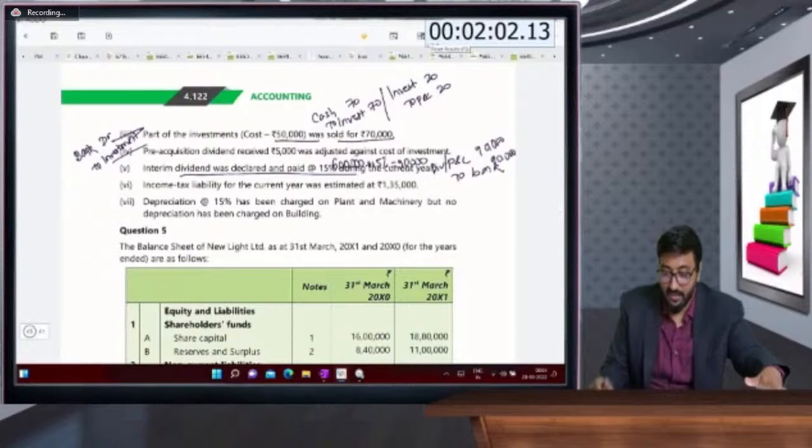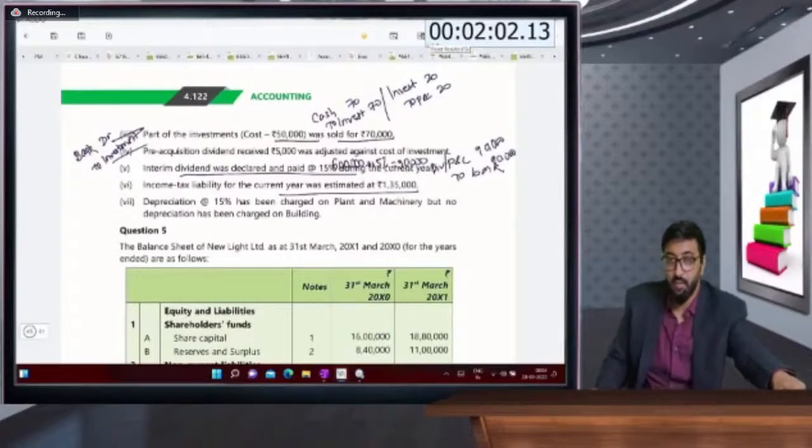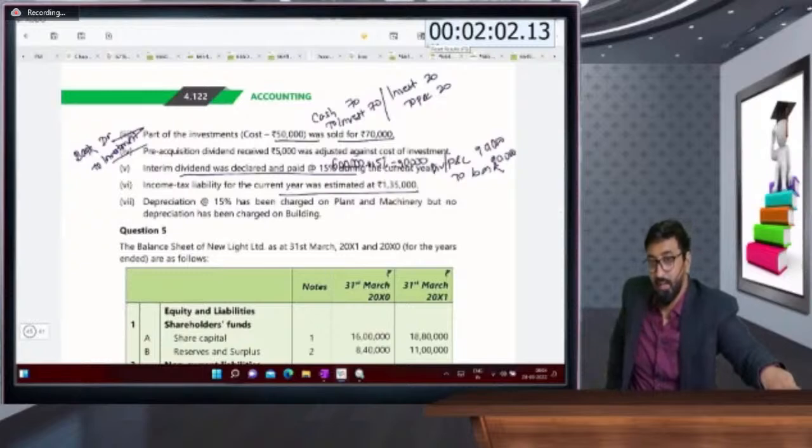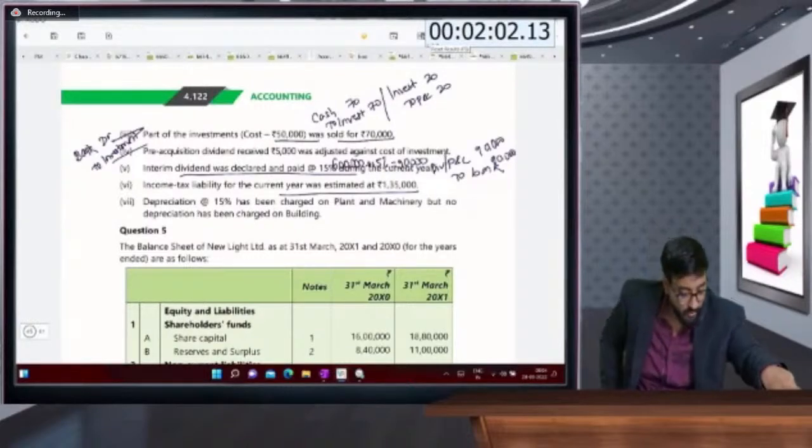Income tax estimated in the current year 1,35,000. What are two effects? Tell me quickly. Income tax liability. Yes. What are two effects? Now everyone knows these answers. In adjustments, we are going to give two effects. So what are two effects for this?